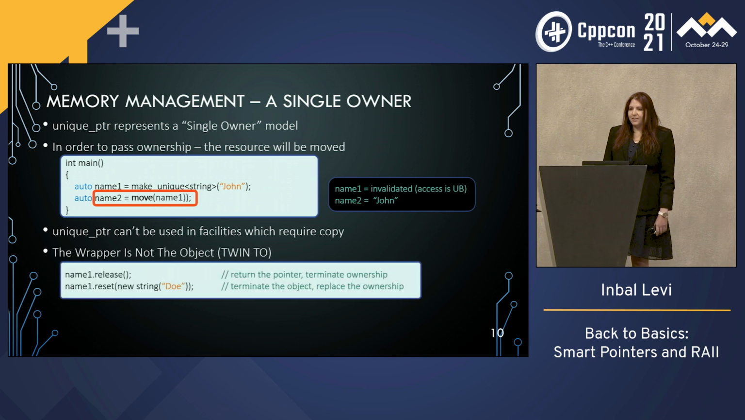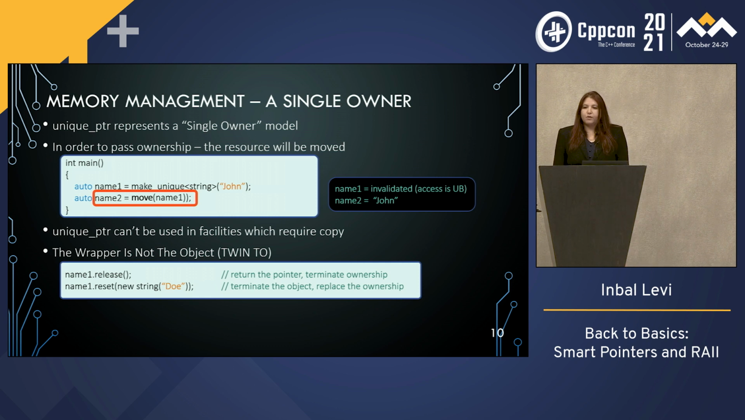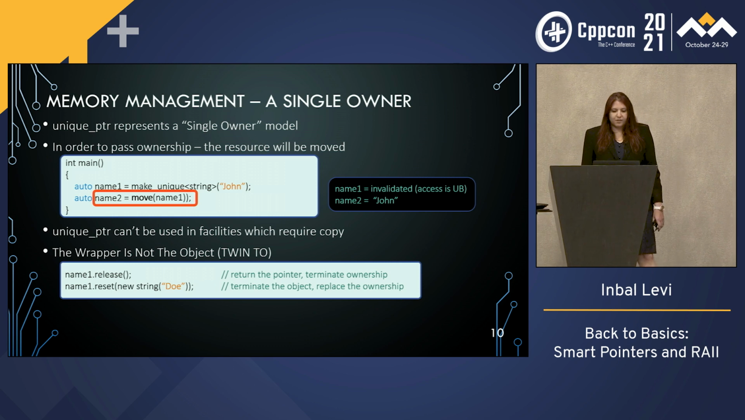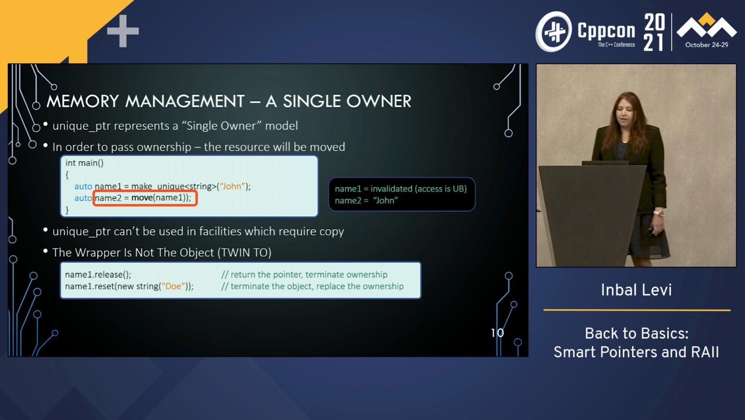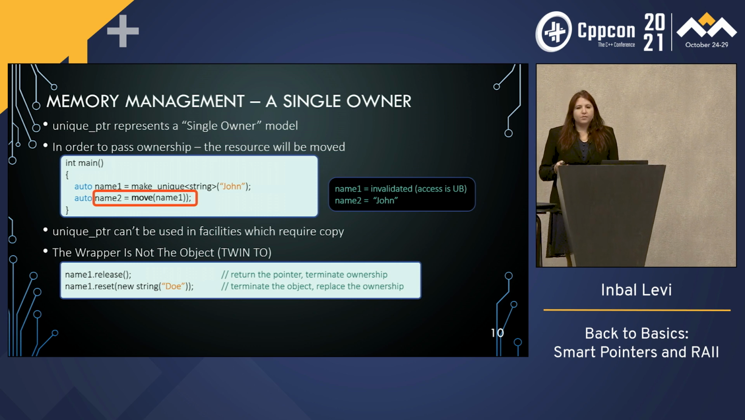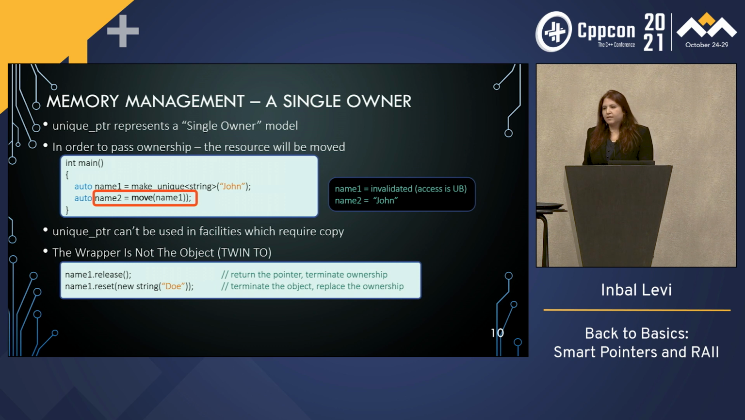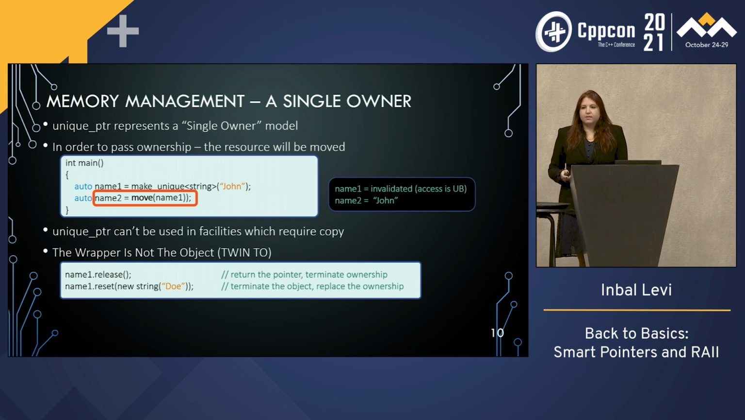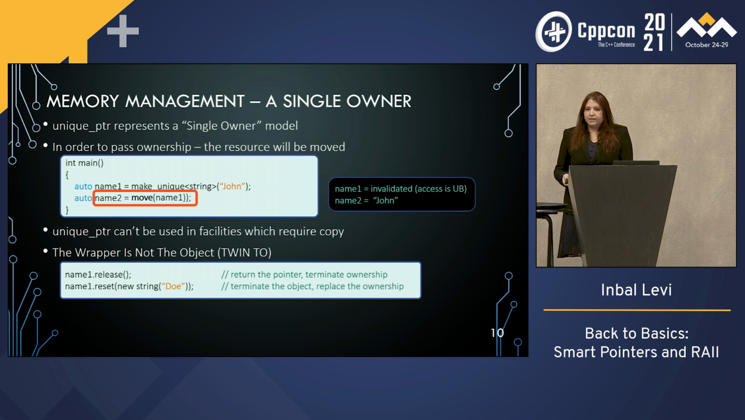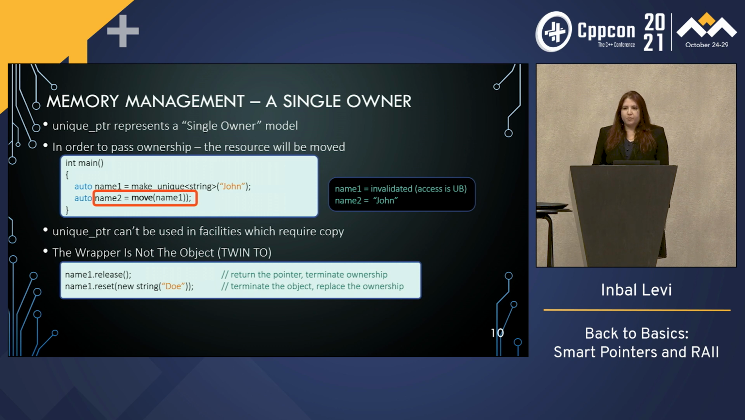And unique PTR can be used with facilities which require copy. We'll see a bit later also with details why. So there's an additional thing I want to tell you about smart pointers. An important thing to remember about smart pointers is that the wrapper is not the object. It really relates to the topic, because smart PTRs are like twins to pointers, but they're not exactly the same. The reason I'm saying that is that sometimes there are guidelines of using smart pointers just like pointers, and that's okay. But you always have to keep in mind that this is an additional object, and you're also going to see later it has overhead in memory and in runtime occasionally, not for unique PTR, but for shared PTR.